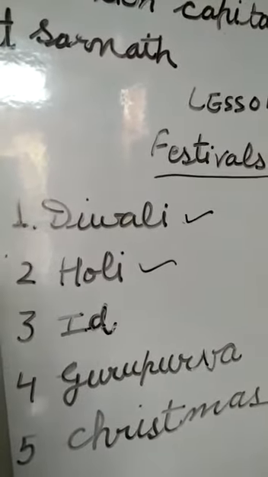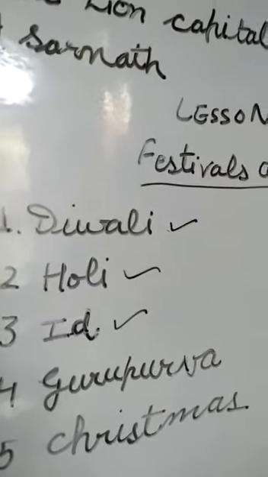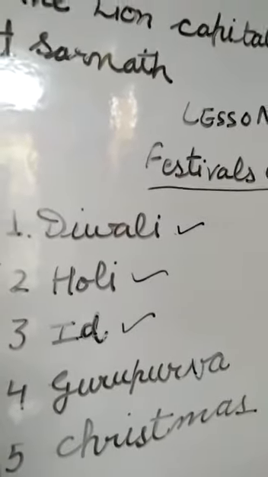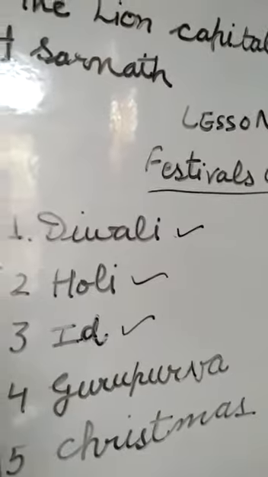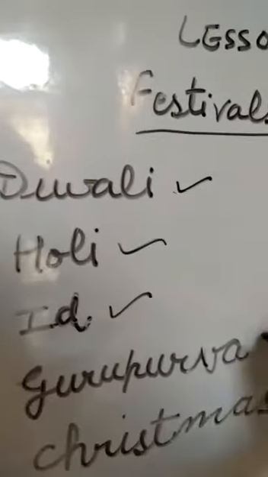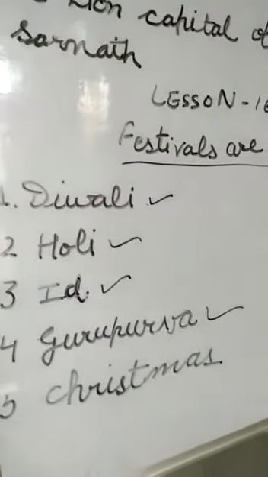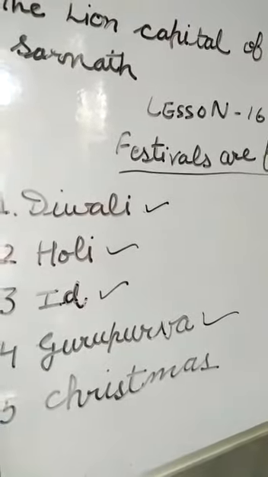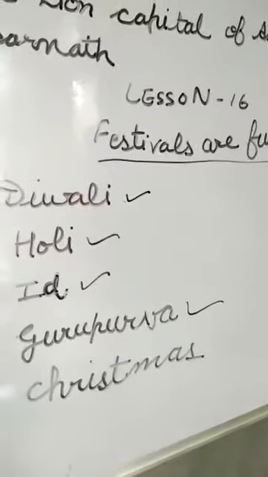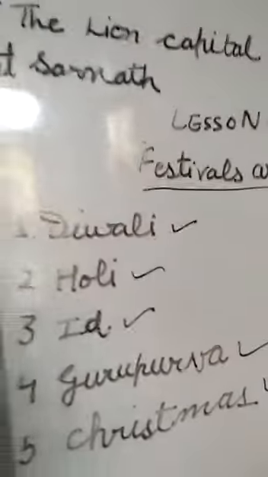Number 3 is Eid. This festival is celebrated by most Muslim families. Number 4 is Gurpurab. It's the birthday of the gurus. Number 5 is Christmas. Christmas is celebrated in the month of December.